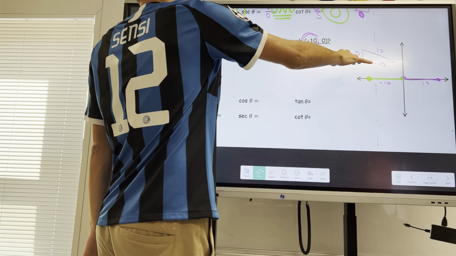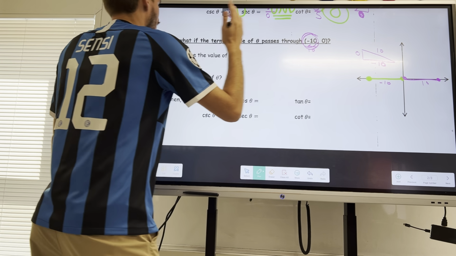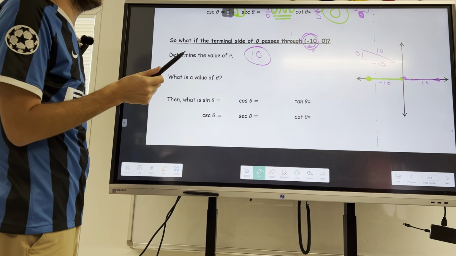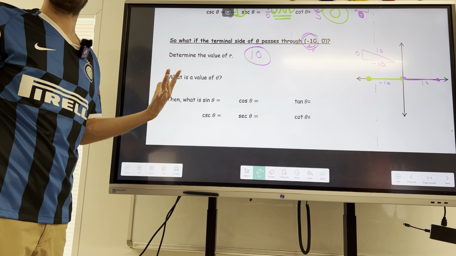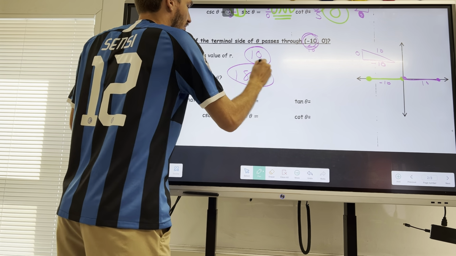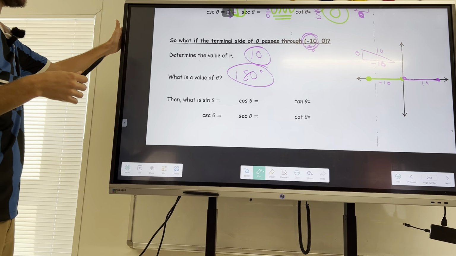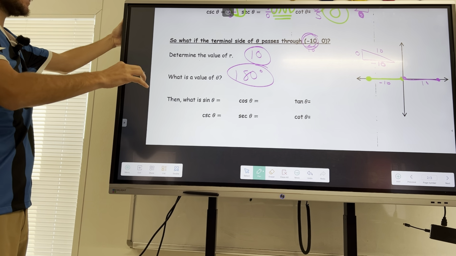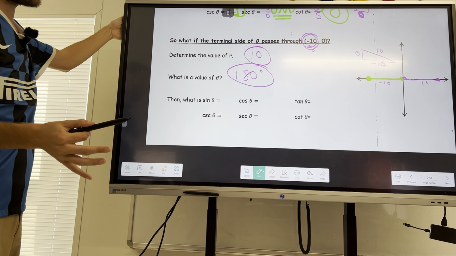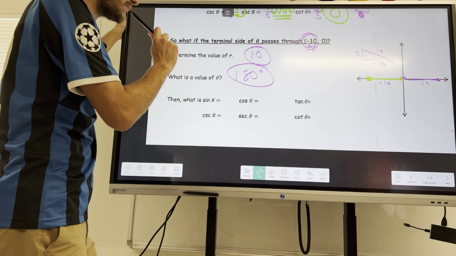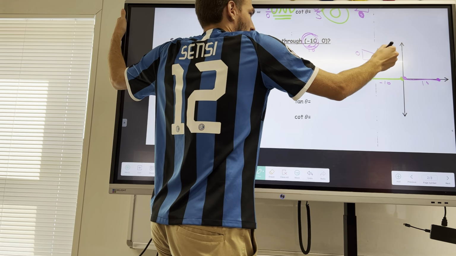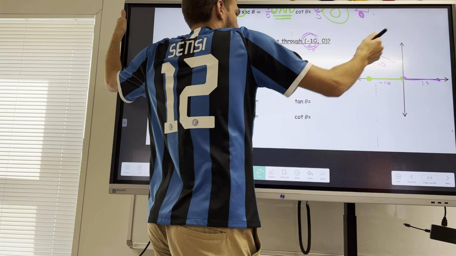So here's our triangle, which is not really a triangle. Determine the value of r. That's easy. What is the value of theta? Where are we? We're at 180 degrees, right on the corner, which is really a quadrantal angle, whatever. Okay, so what is the sine, cosine, tangent, cosecant, secant, and cotangent? If we look at this, opposite is 0, adjacent is -10, hypotenuse is +10.